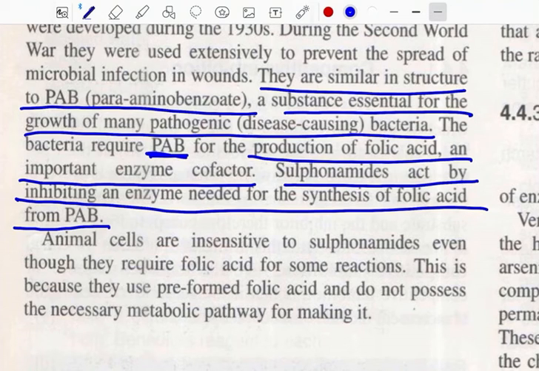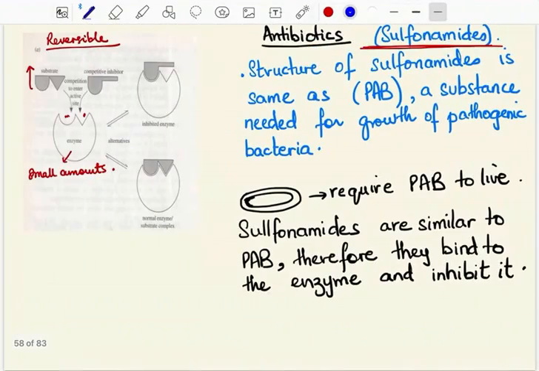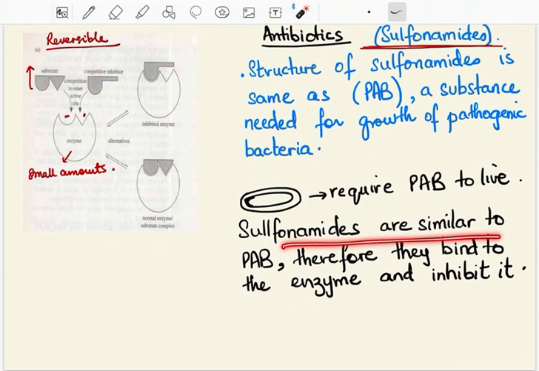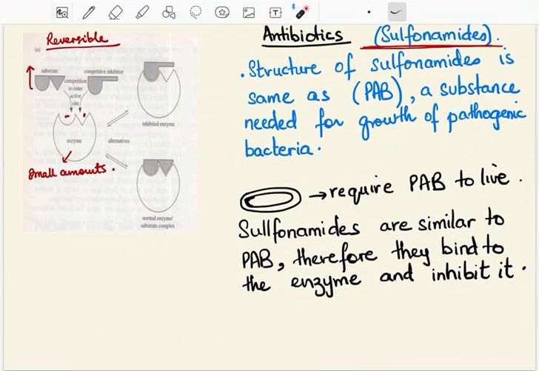In fact, if I go back to that slide, I think this much is enough. Structure of sulfonamides is the same as PAB, a substance needed for the growth of pathogenic bacteria. The bacteria need PAB to live. Sulfonamides are similar to PAB, therefore they bind to the enzyme and inhibit its synthesis.